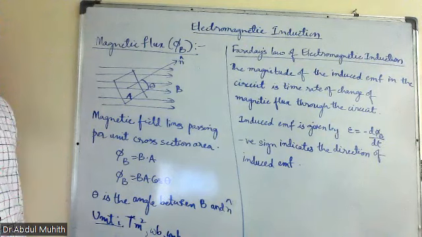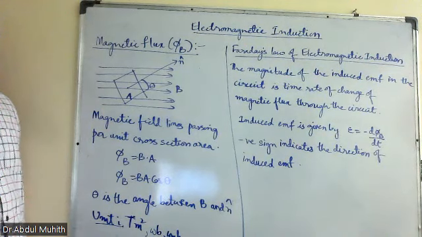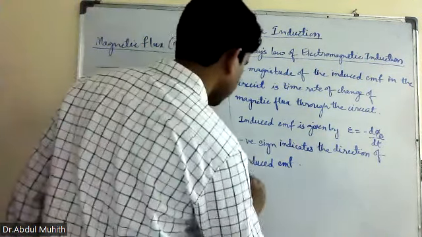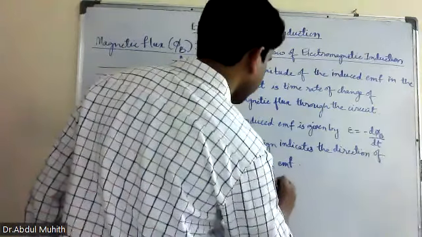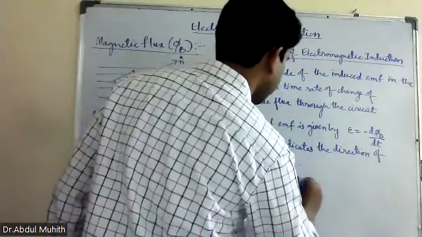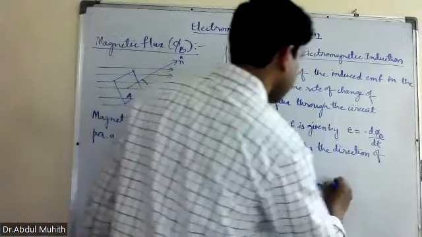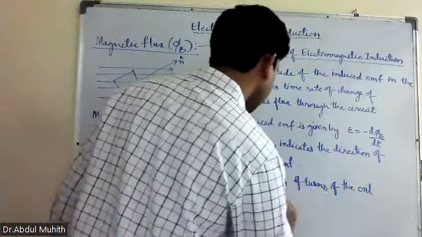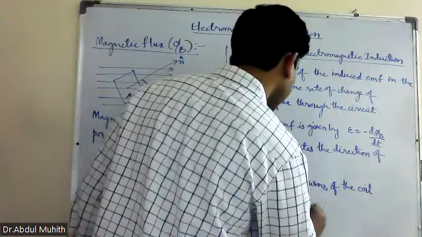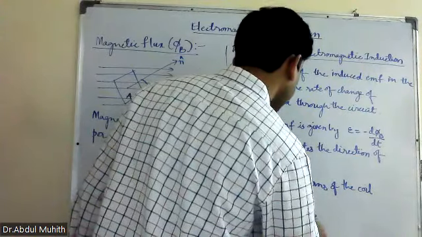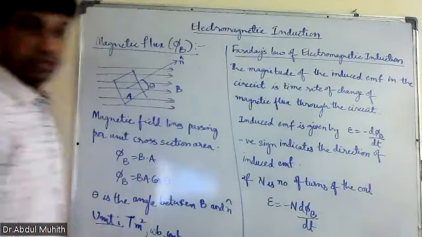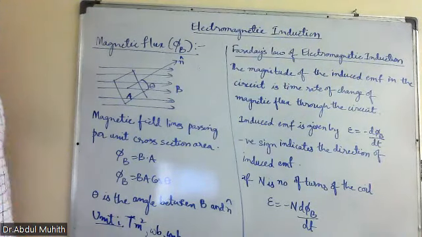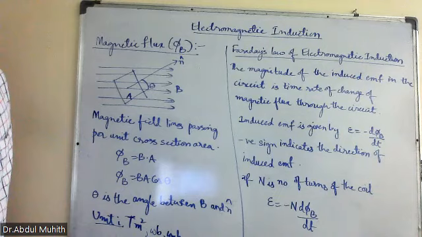If there are n number of turns in a coil, okay, so if capital N is the number of turns of the coil, then what will happen? What is the formula? E is equal to minus n into d phi b by dt. So if there are n number of turns, we use this formula. Okay, so just copy this.